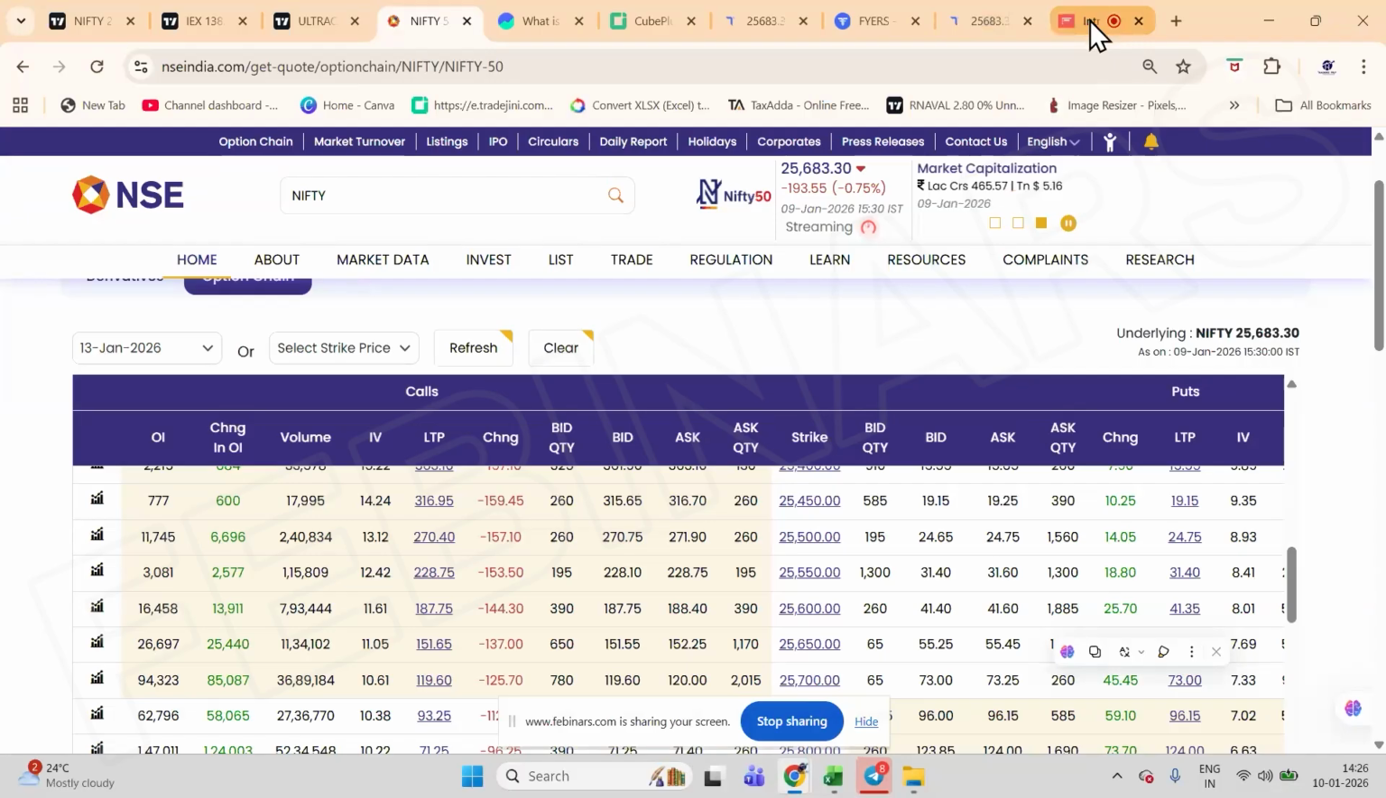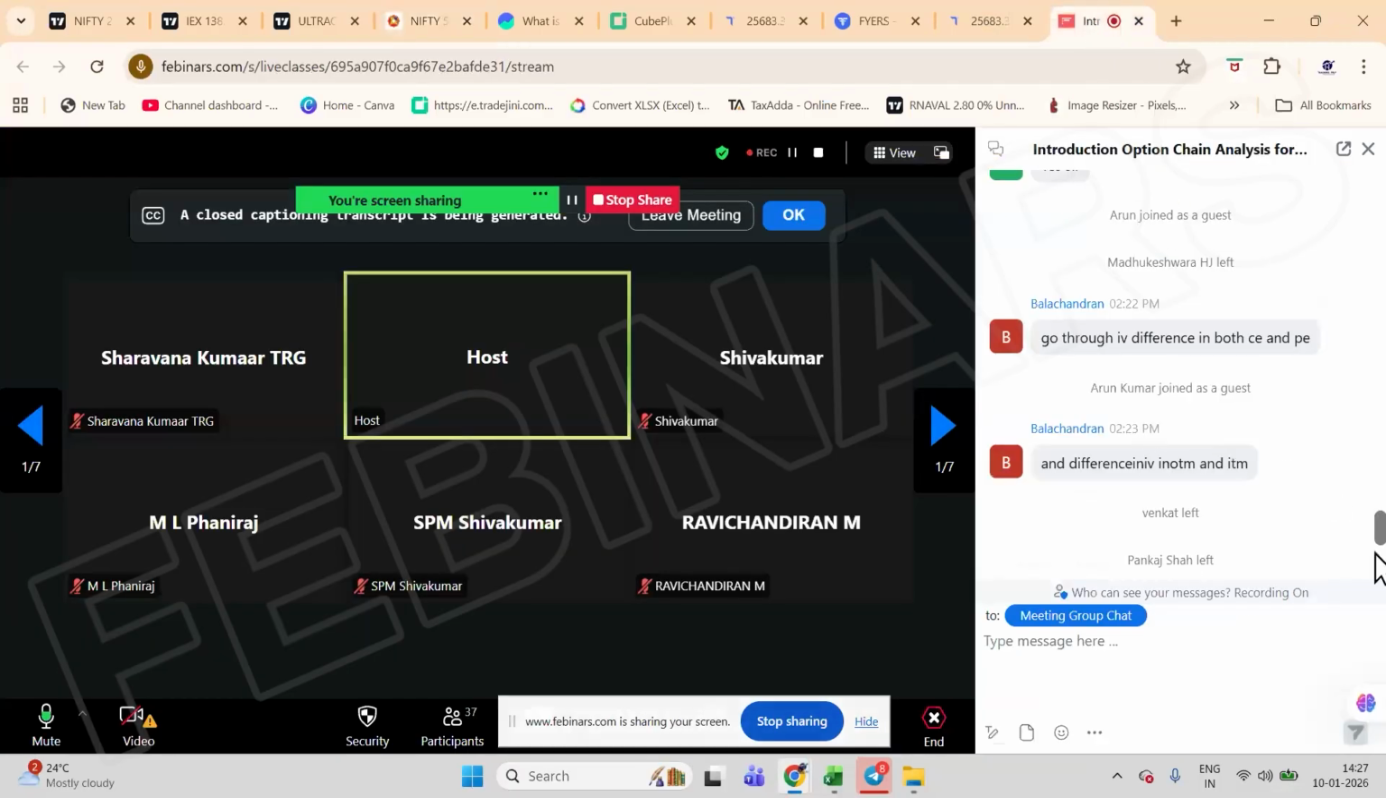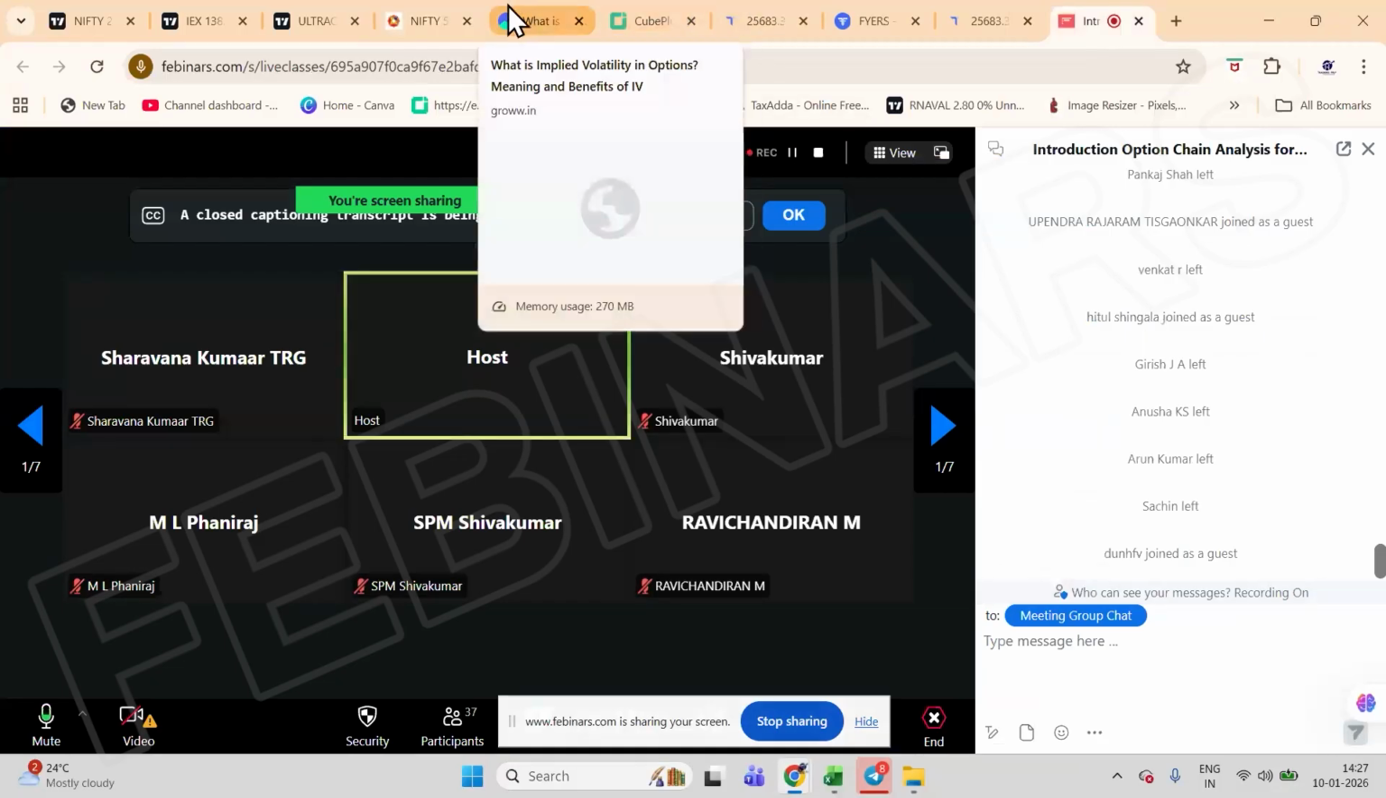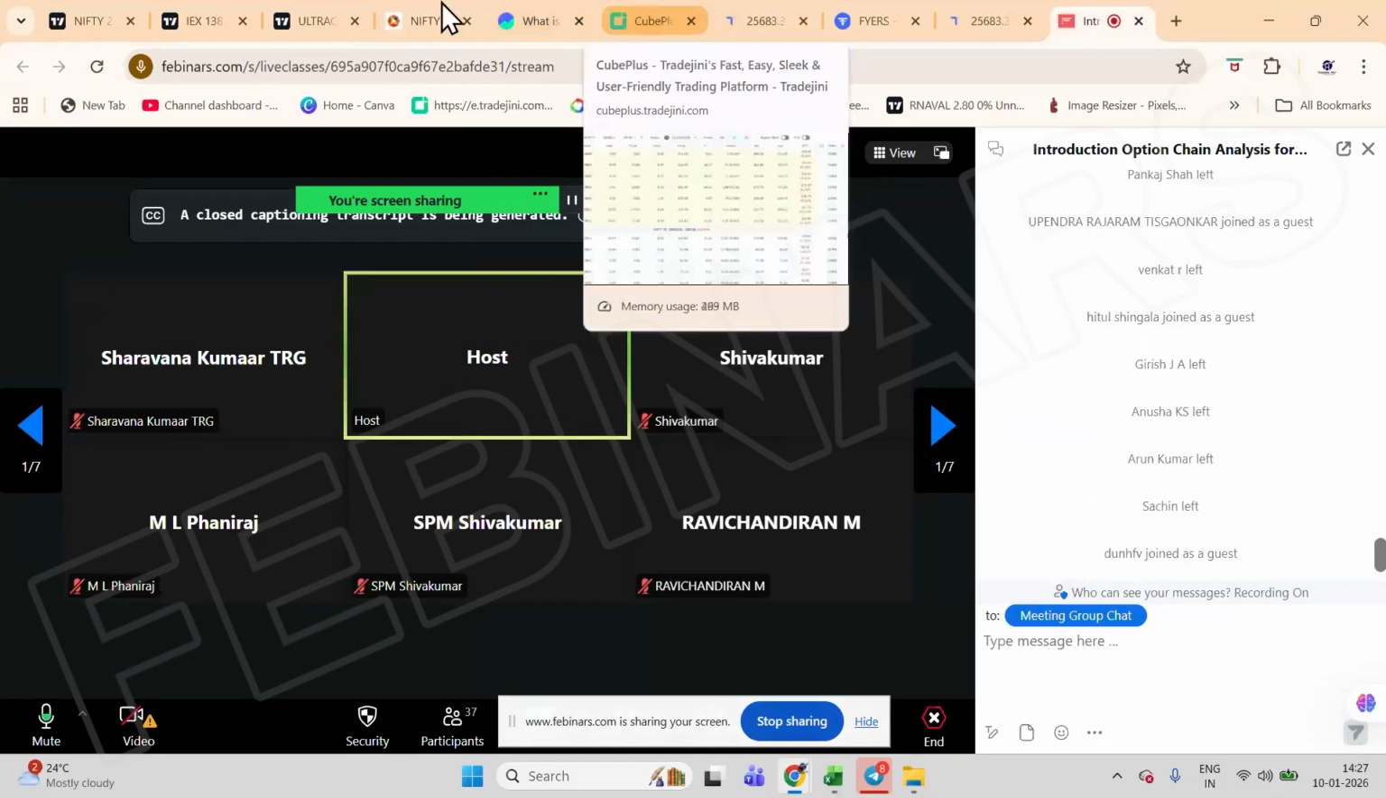Hope you are clear with the structure of the option chain. Am I clear, my dear friends, with the structure of the option chain? Any doubts on the option chain?